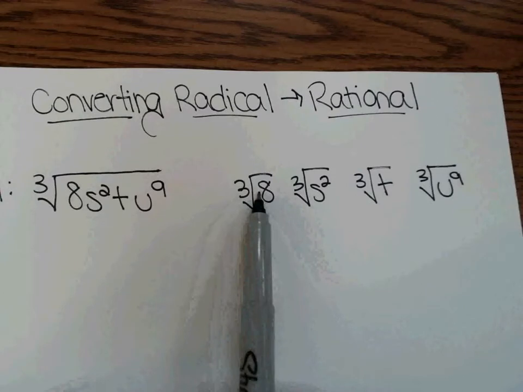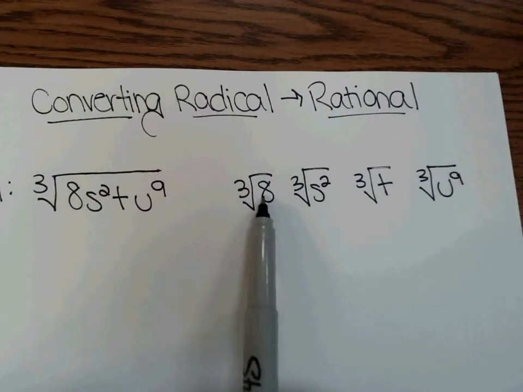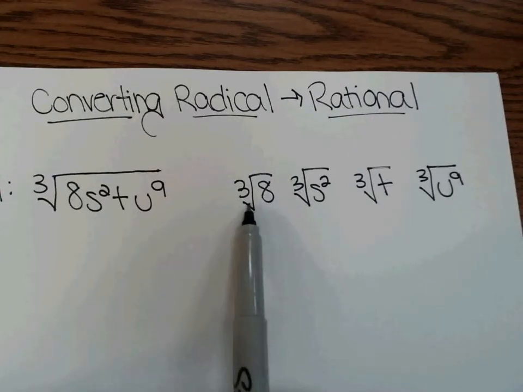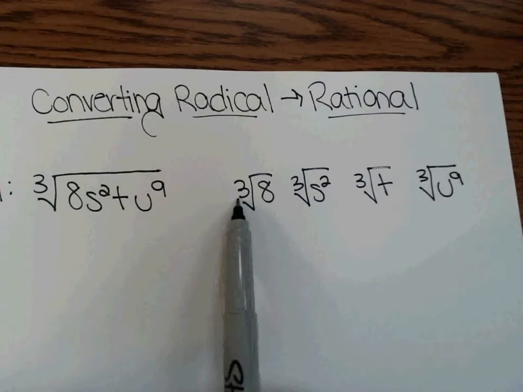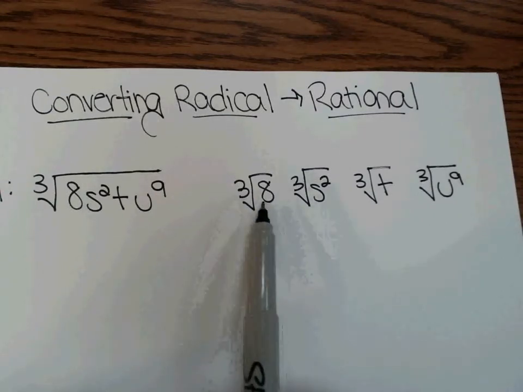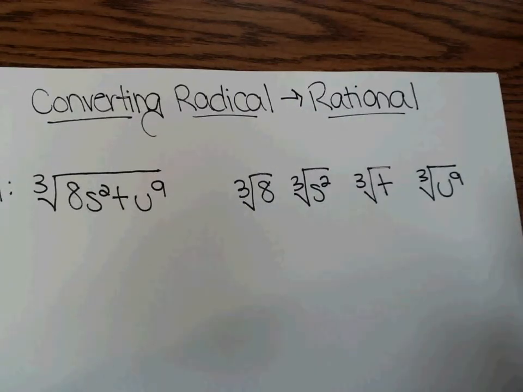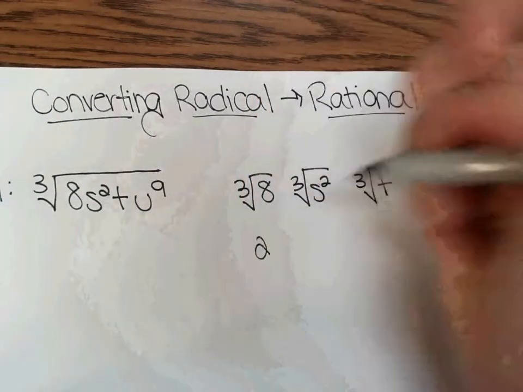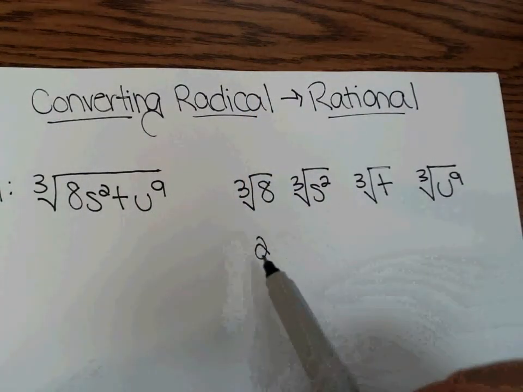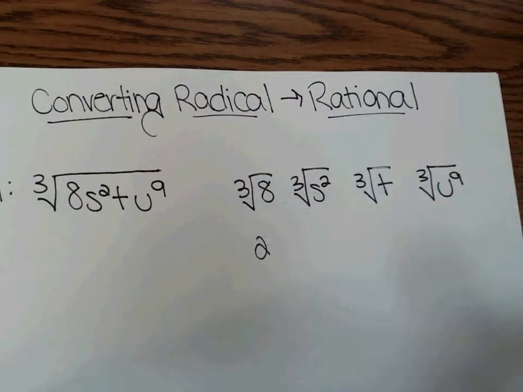The third root of 8. If you know it, what this really means is what number multiplied by itself 3 times is 8. Go ahead and try and simplify that. In this case, this does come out to a nice whole number, and it's 2, because 2 times 2 times 2 is 8.